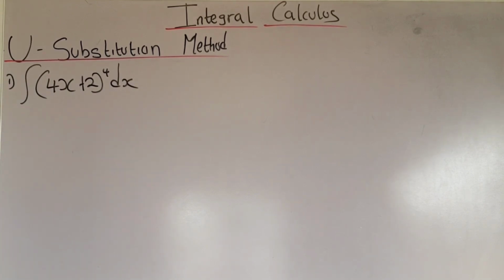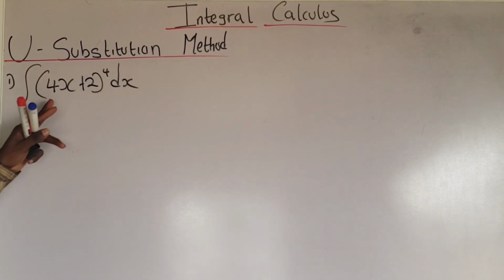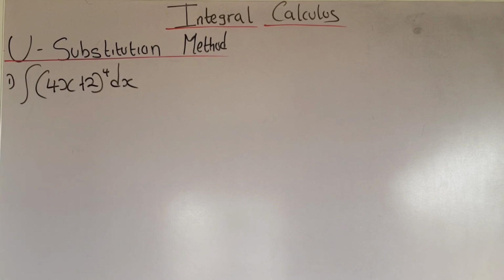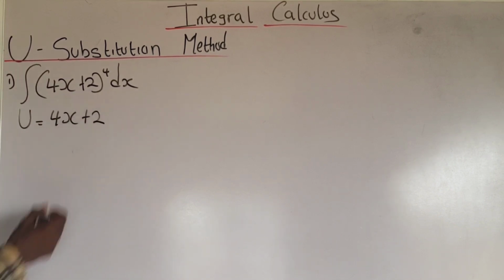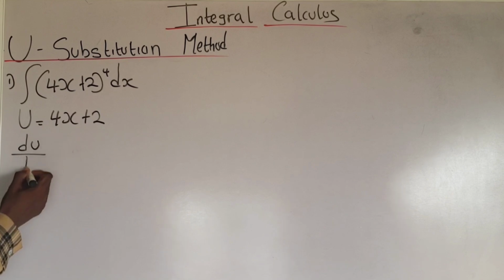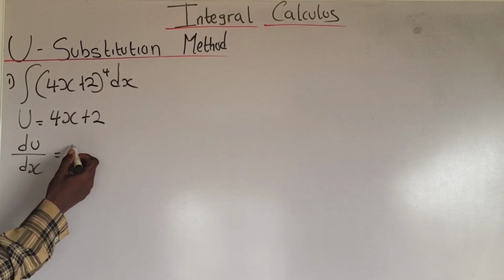Now, the first step in integrating this function is that you have to set u equal to the function inside the bracket. The function inside this bracket is 4x + 2. So, let u = 4x + 2. You understand? Now, the next step is to take the derivative of u with respect to x. So, du/dx = 4.